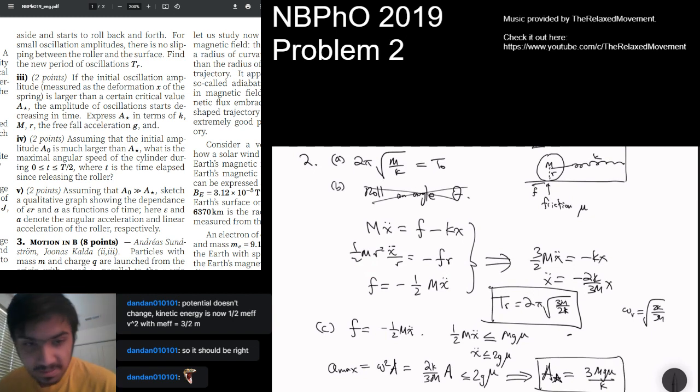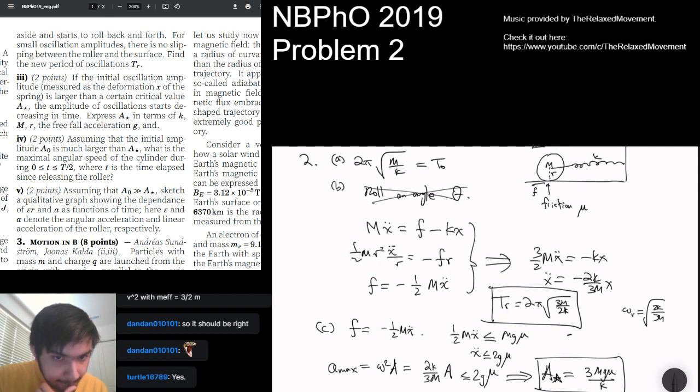Can somebody check this? Part 3. Okay, awesome. Okay, let's just do part D, and then part E looks really annoying because it's a qualitative graph, but I guess we can try our best.